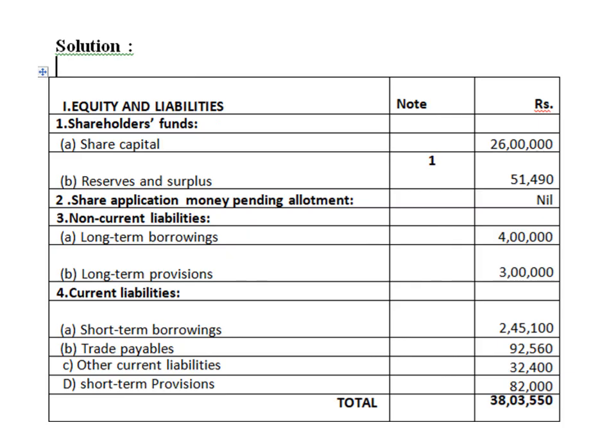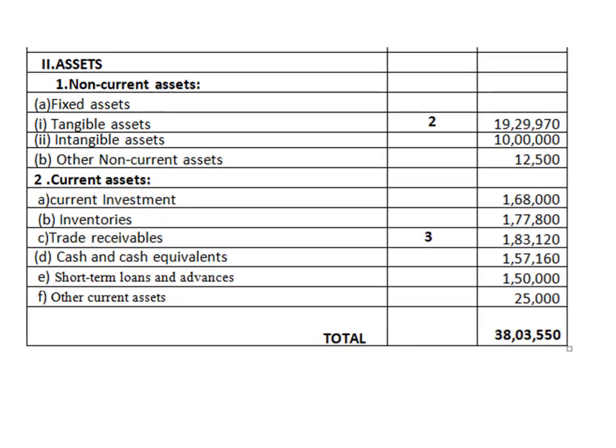So this is how our balance sheet of the equity and liabilities side will appear. All the items which we have discussed, and under which heading and subheading each has to go, is shown here. The next is our asset side of the balance sheet. So this is how we have to prepare our vertical form of balance sheet.